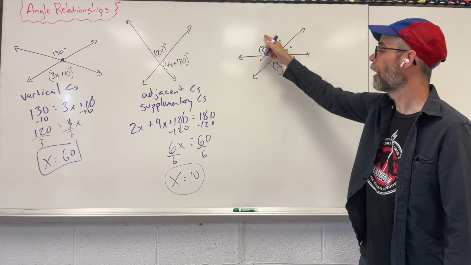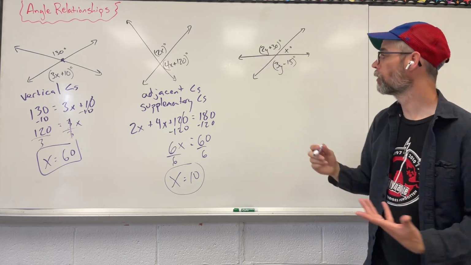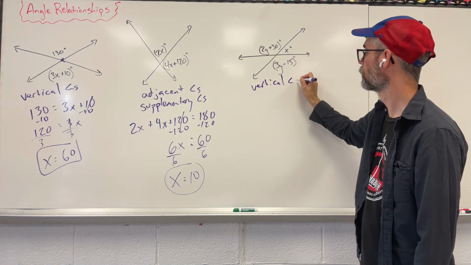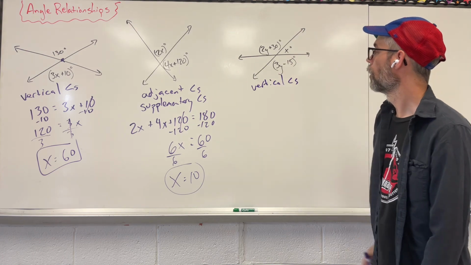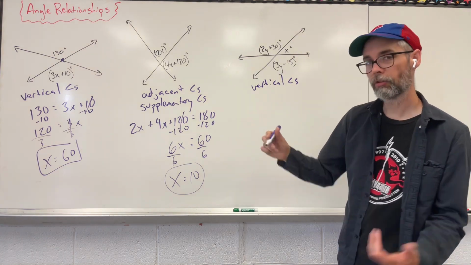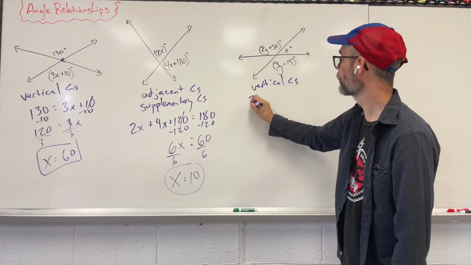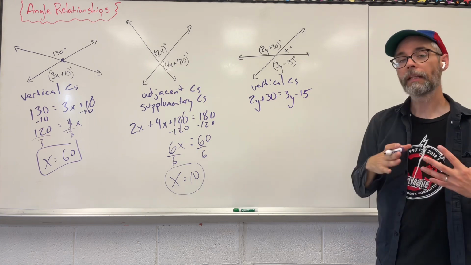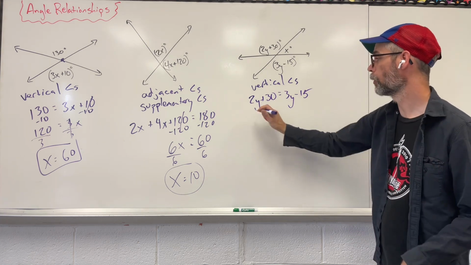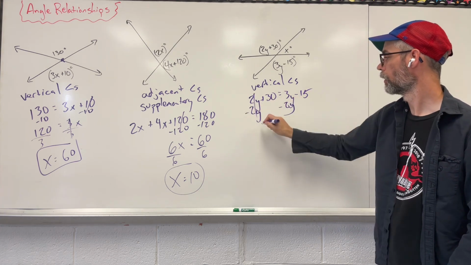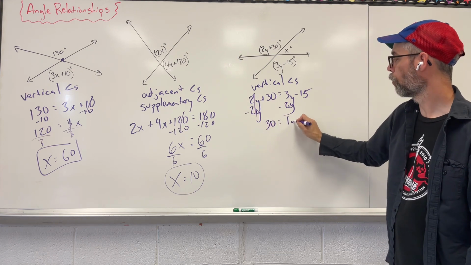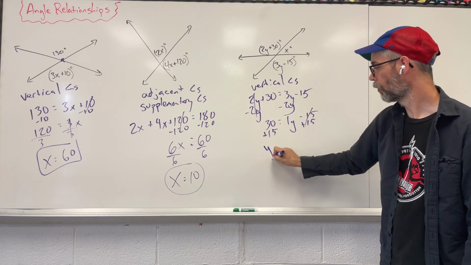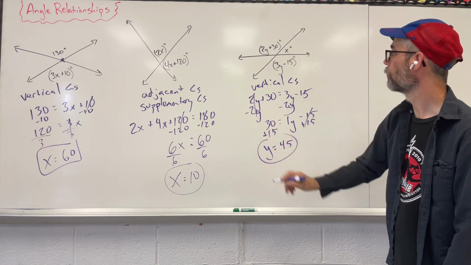I know that these are opposite of each other. Those opposite angles are called vertical angles. So let's start there. I know vertical angles are the same, or they're congruent to each other. So I can say 2y plus 30 equals 3y minus 15. And then let's solve and get that variable by itself. So I'm going to move 2y, 30 equals 1y minus 15, add the 15, and then y equals 45.